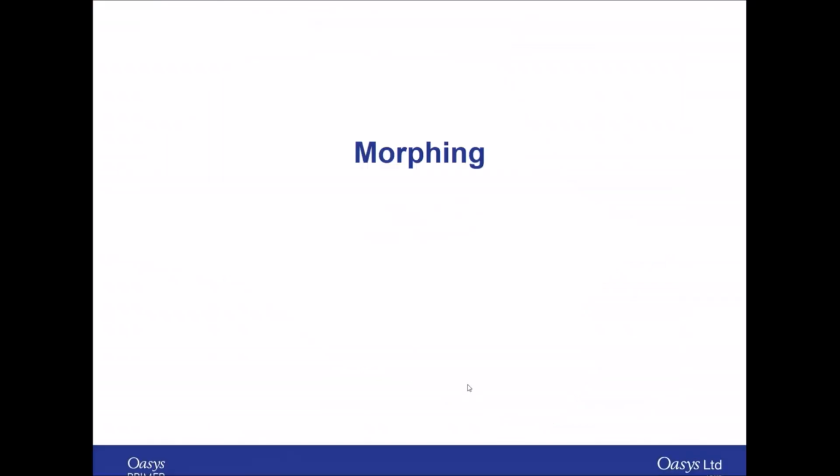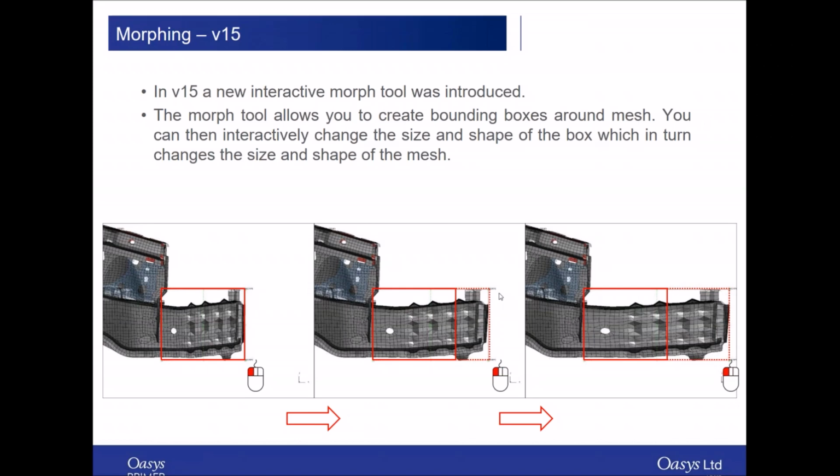Now I'll just move on now and talk about morphing a little bit. So this builds on what we added in version 15. So in version 15, we added a new interactive morph tool. And the idea here is that you create a bounding box around some mesh. And then when you interactively change the size and shape of the box, that in turn will change the size and shape of the mesh. Okay.